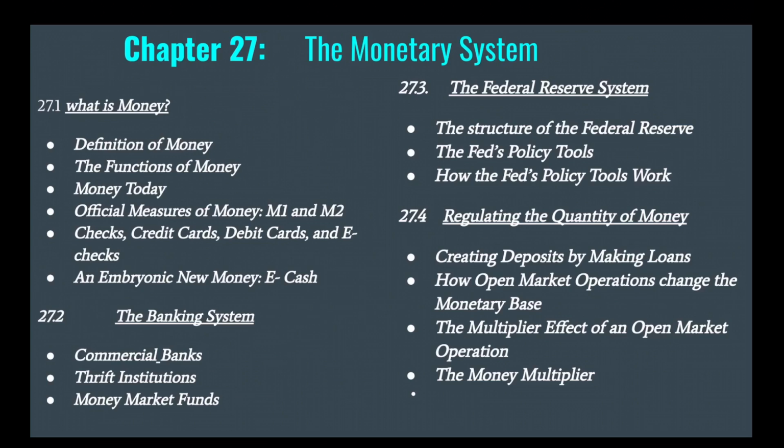27.4, regulating the quantity of money. Creating deposits by making loans. How open market operations change the monetary base. The multiplier effect of an open market operation, the money multiplier.